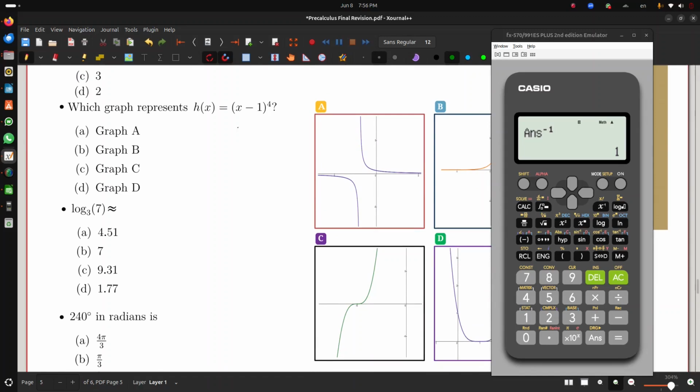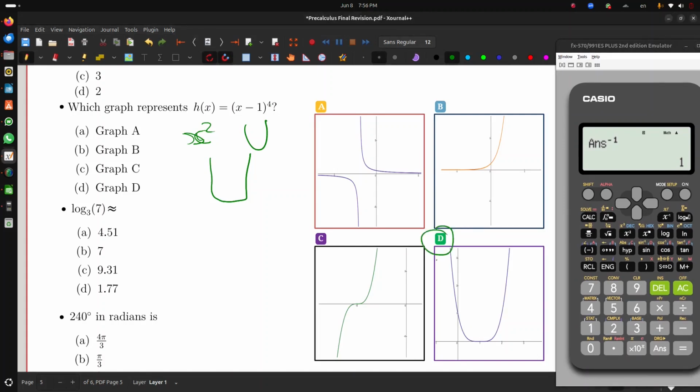Okay, next one, which graph represents x minus 1 to the power 4. Okay, this is an even power. It's like x power 2, which is a quadratic, but this is power 4. It will be the same but a little bit wider, so something like this, which is letter D.